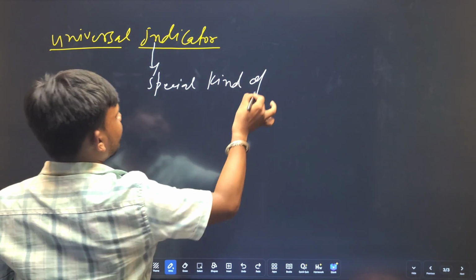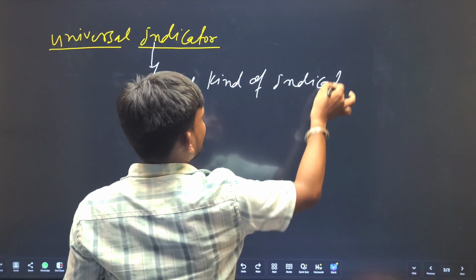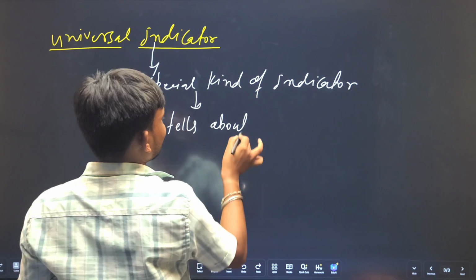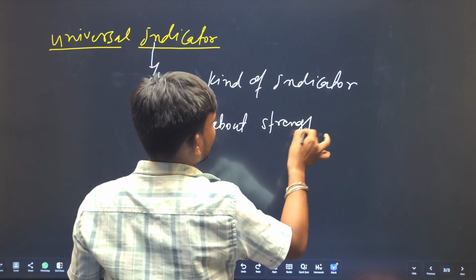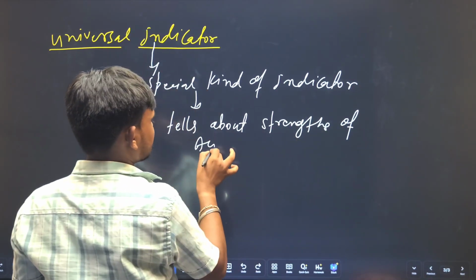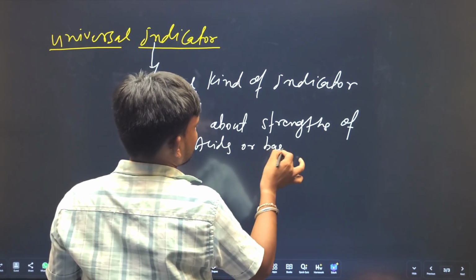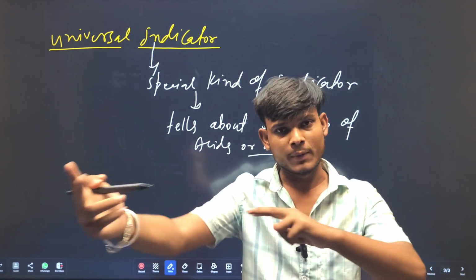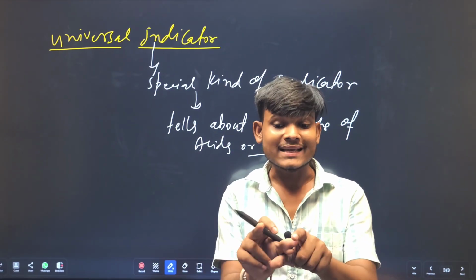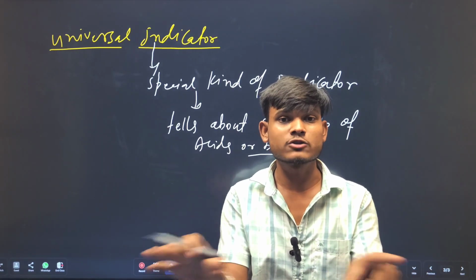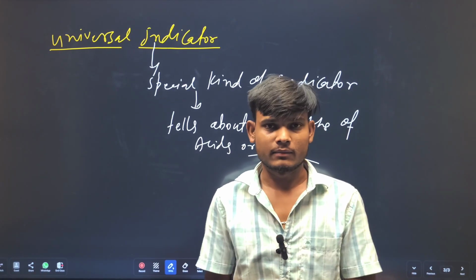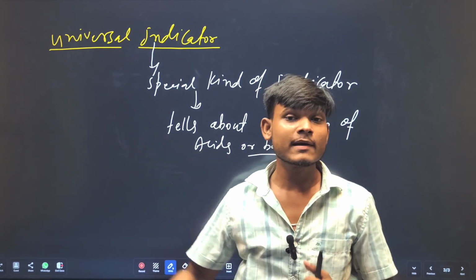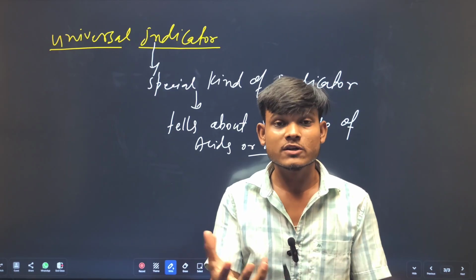A special kind of indicator that tells about the strength of acids or bases. Please try to understand. I have two acids or two bases, and I want to know the relative strength of the acids or bases. Then I have one way, and that is pH value. But I have a problem. I cannot calculate pH value because I'm not a scientist, I'm not an engineer, I'm just a student of class 10 or 12th.